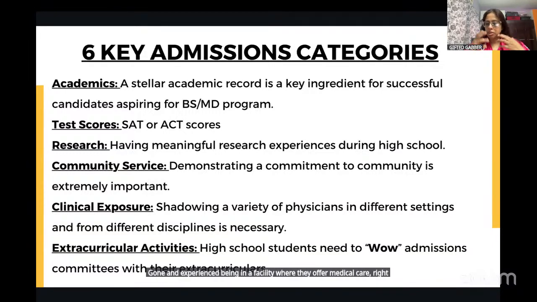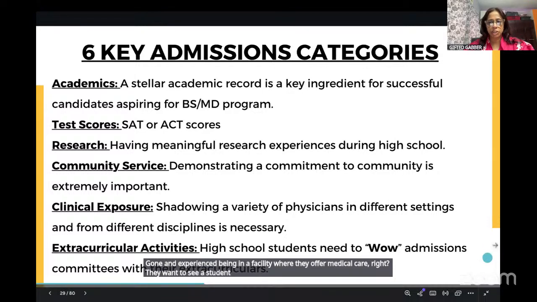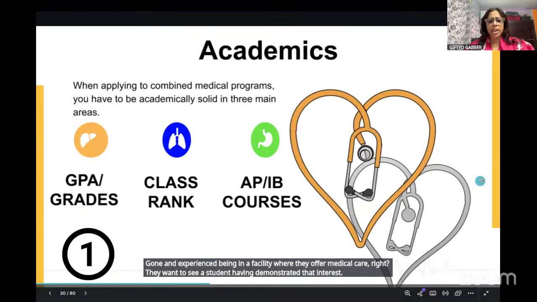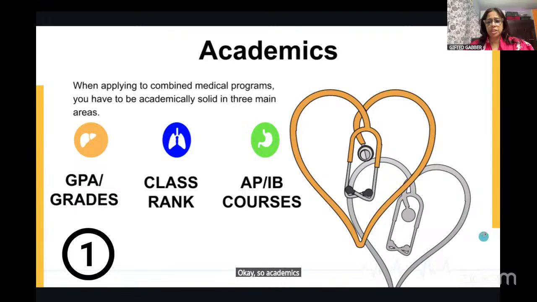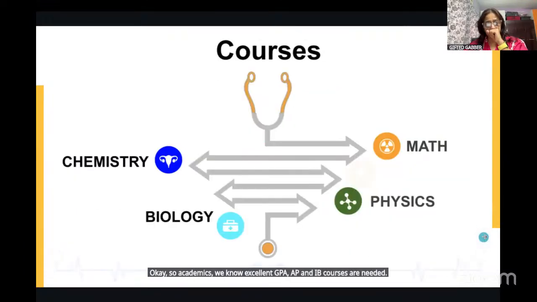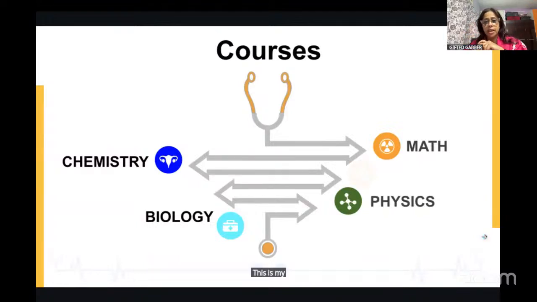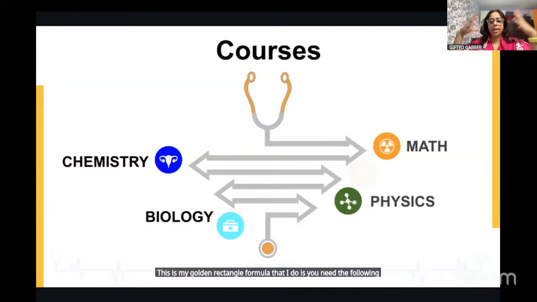They want to see a student having demonstrated that interest. Okay, so academics, we know excellent GPA, AP, and IB courses are needed. This is my golden rectangle formula: you need the following APs to be there. Anything else is a bonus.